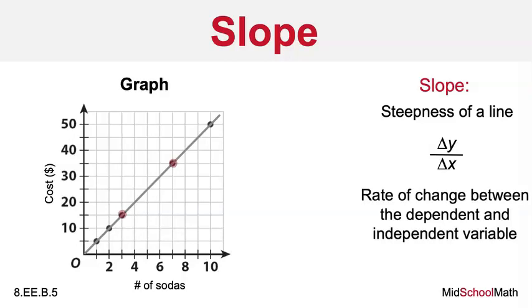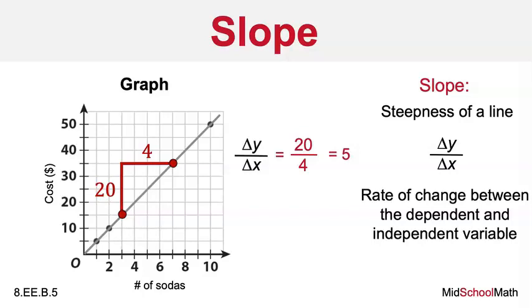So let's pick any 2 points on this line. Now we'll find the vertical change, or change in y. The y values increased from 15 to 35, which is a change of 20. Next, we find the horizontal change, or change in x. The x values went from 3 to 7, which is a change of 4. Now that we have the values reflecting the changes, we make a ratio of the change in y over the change in x, 20 over 4. We can simplify that to 5 over 1, or just 5.